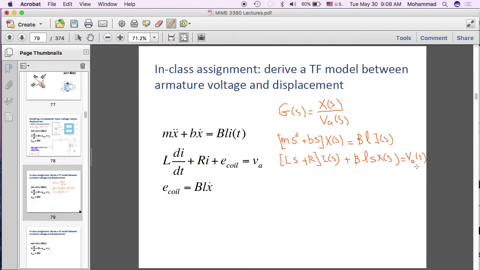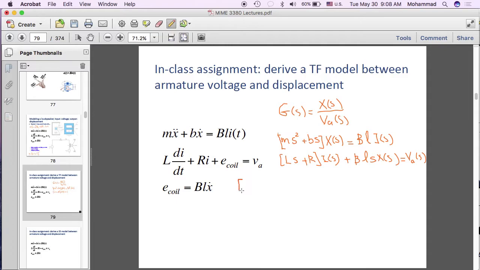Okay, so we need a ratio between x and v. In other words, what do we not want in the mix? What variable should go away? I of s should go away, which means you have to find I of s from the first equation and then incorporate it into the second equation to get rid of it. So according to this first equation, I of s is ms squared plus bs times X of s divided by BL. So I'm going to rewrite the second equation with that in mind.